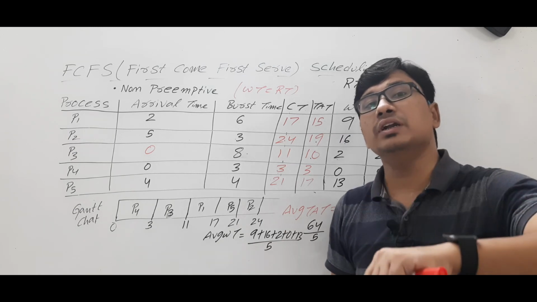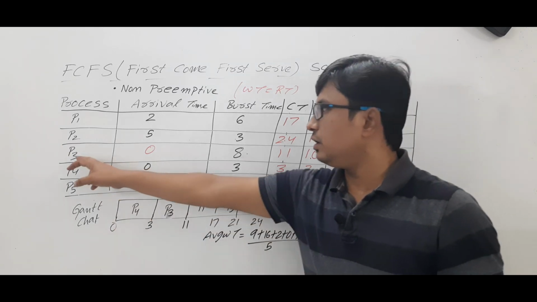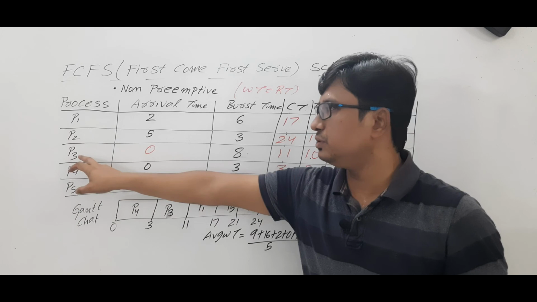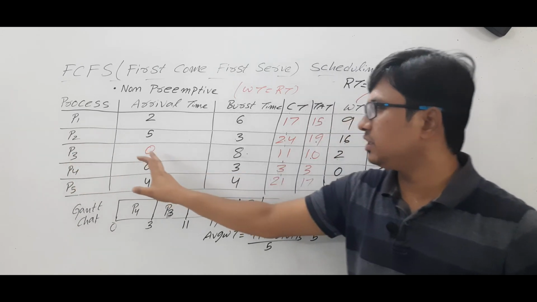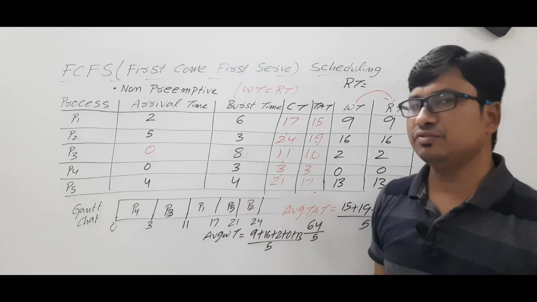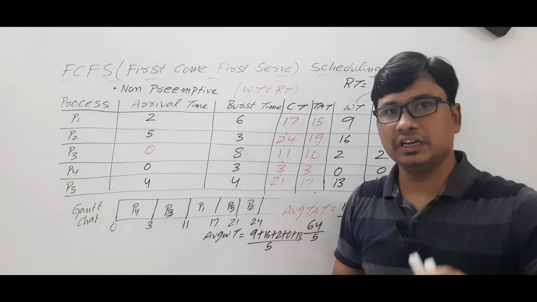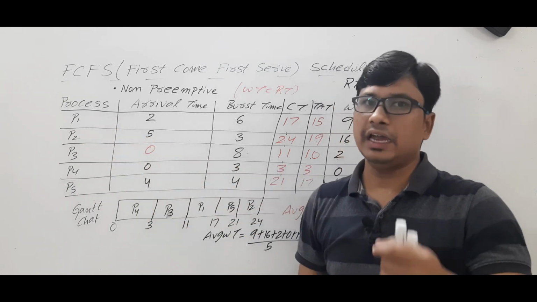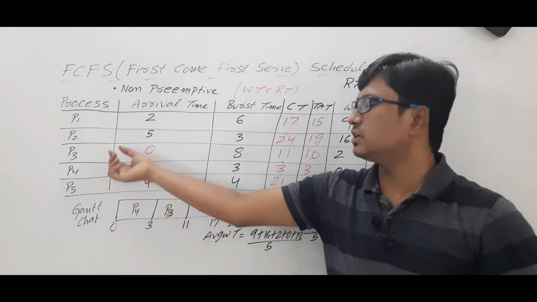Now which one will be shifted to the running state first? Then we will look at the process ID. This is P3, this is P4. So this ID is less by 1, so process P3 will be shifted to the running state first. Is it clear? Are you able to understand? Whenever a tie happens in the arrival time, we will look at the process ID. The process which has the lower ID will be served first.